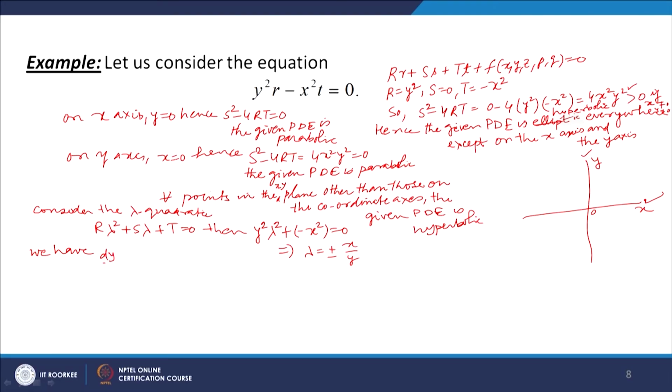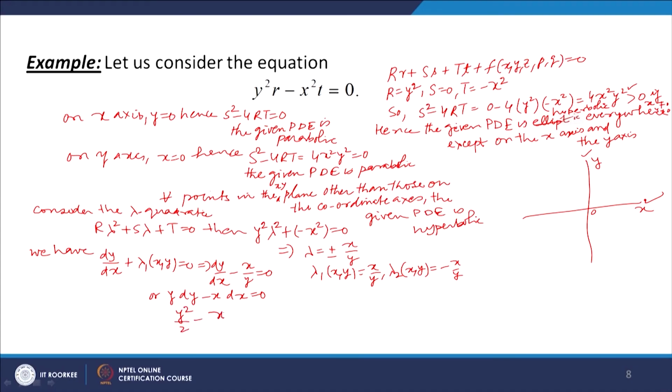We have dy by dx plus lambda 1 equal to 0, taking lambda 1 as x over y. Here we get dy by dx minus x over y equal to 0, or we can say y dy minus x dx equal to 0. So we get y square by 2 minus x square by 2 equal to a constant, which we can take as minus C1 by 2. So x square minus y square is equal to some constant C2.